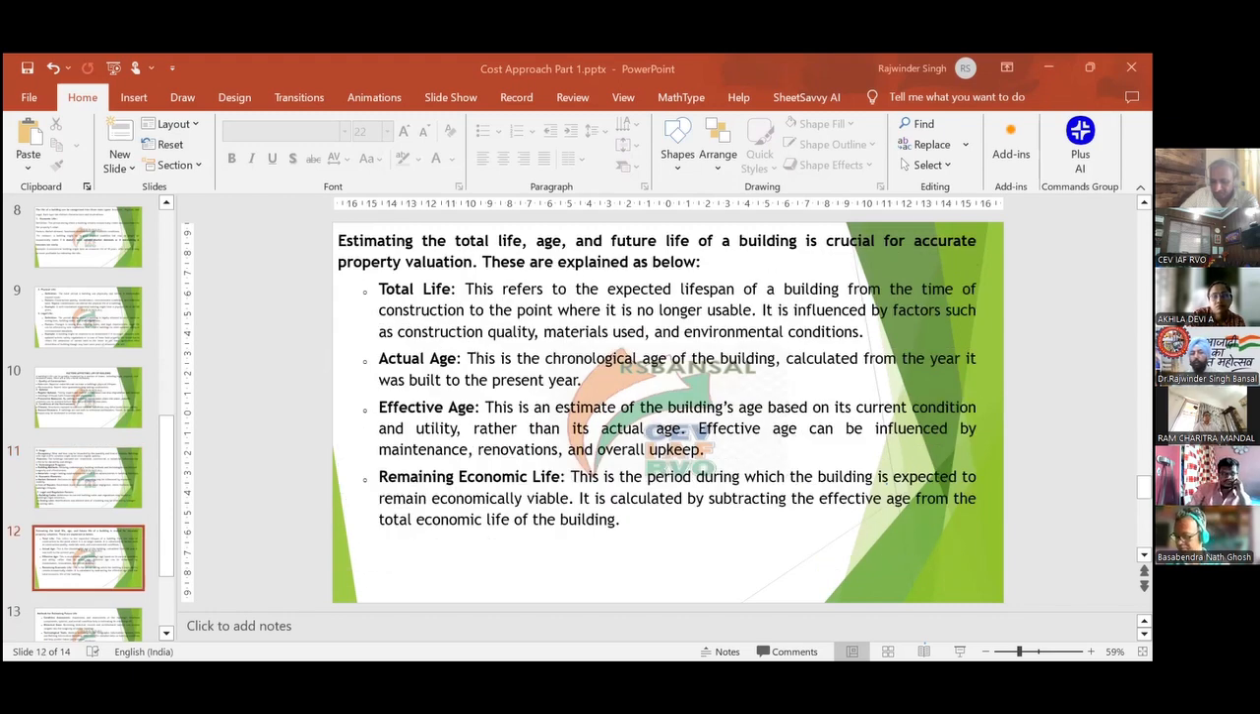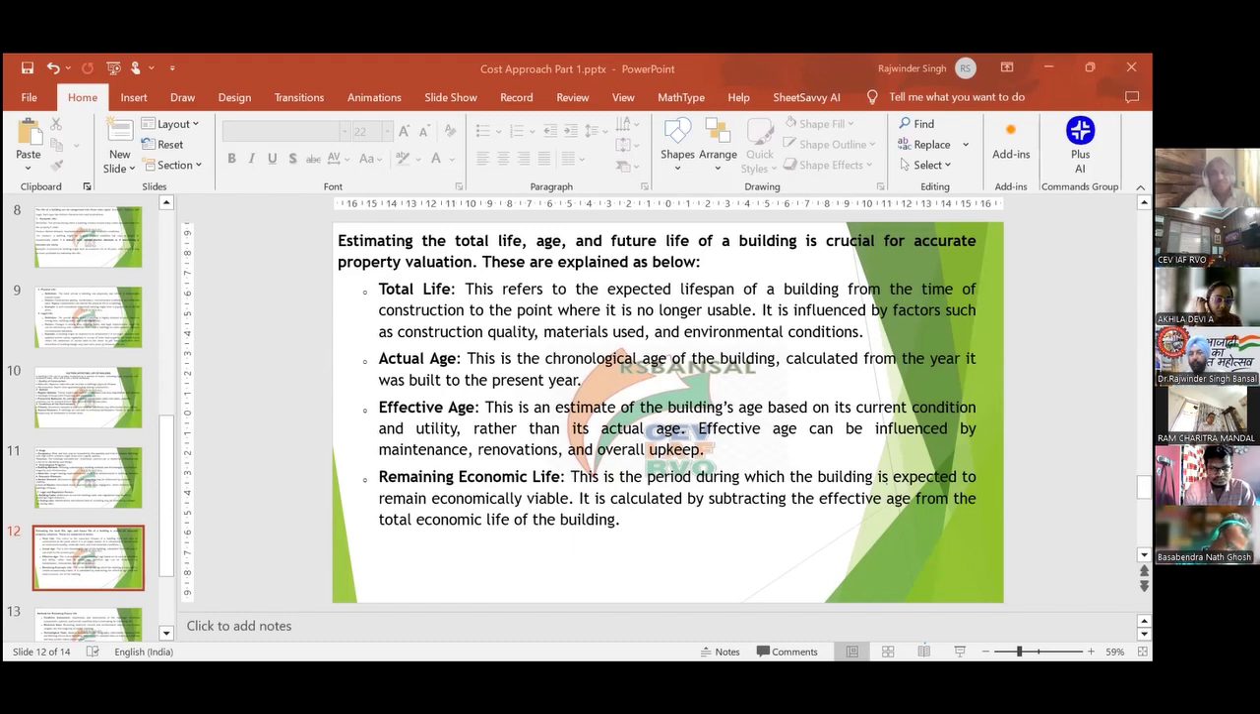Then you have to estimate the total life, age, and future life of the building, because these things are important from the calculation of property valuation. For accurate calculation of valuation of the property, you need to know the total life, actual life, effective age, and remaining economic life of the building.